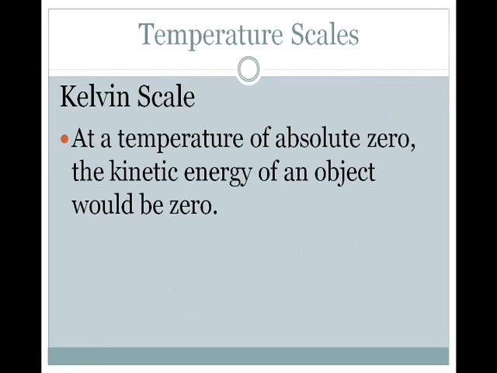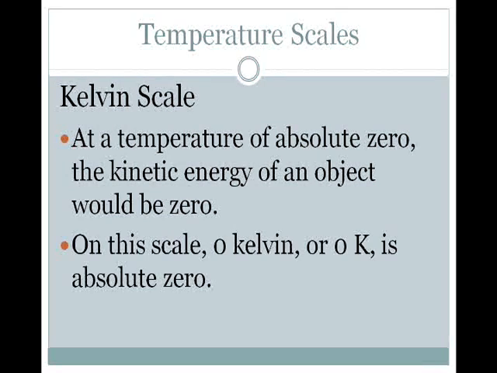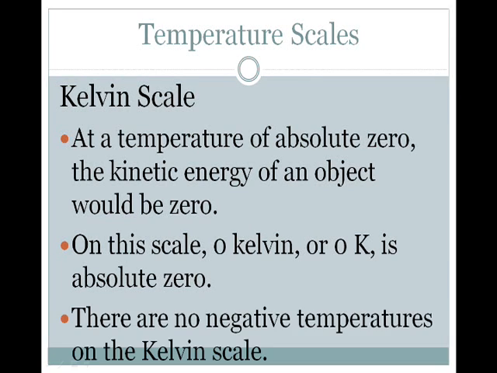So let's look. At a temperature of absolute zero, the kinetic energy of an object would be zero. And on this scale, 0 Kelvin, or 0 K, K is what we use to abbreviate Kelvin, 0 Kelvin is absolute zero. Now, there are no negative temperatures on the Kelvin scale. Fahrenheit and Celsius can have negative temperatures, but Kelvin cannot.